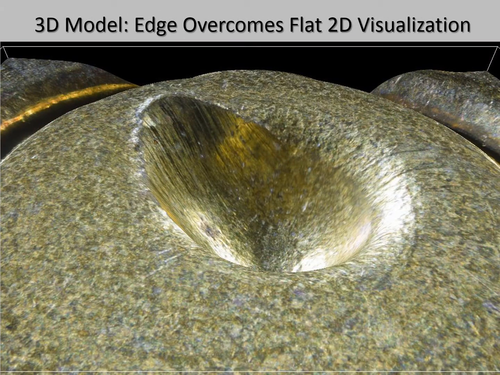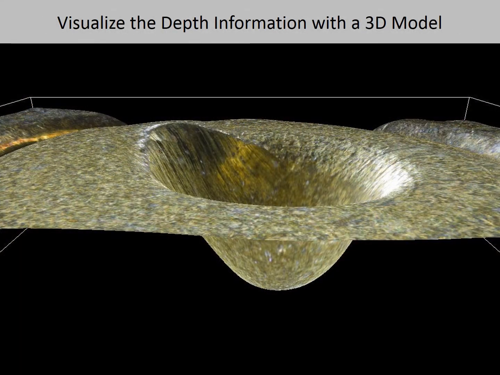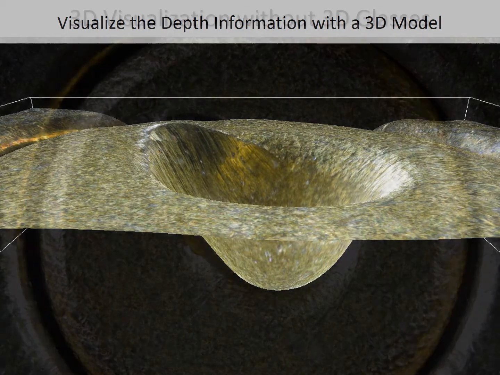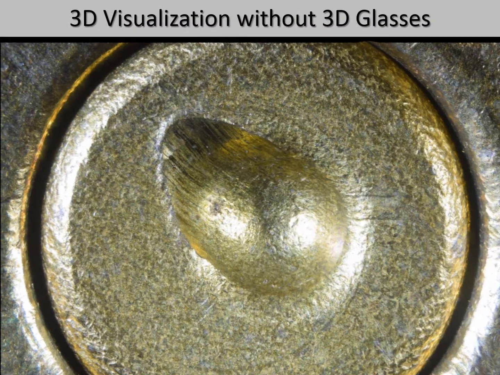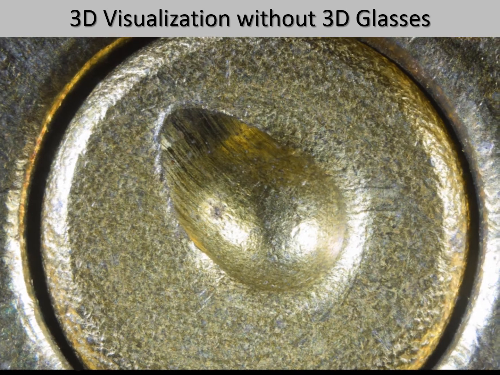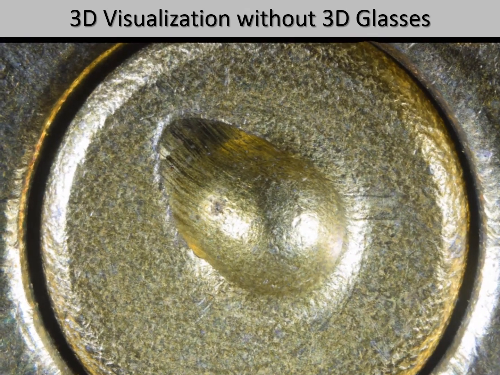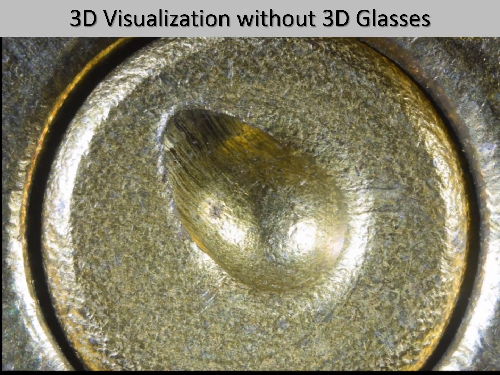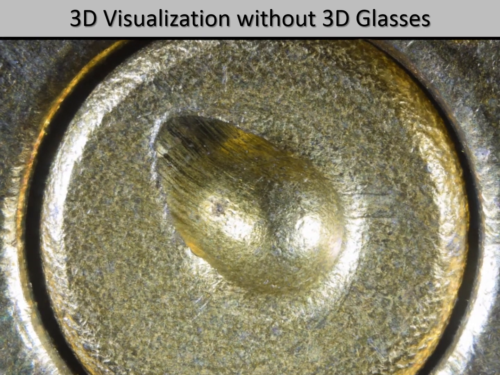The depth information can be easily visualized by turning the image into a 3D model. These 3D models can be viewed at any chosen angle. The information can also be visualized by making 3D video loops.